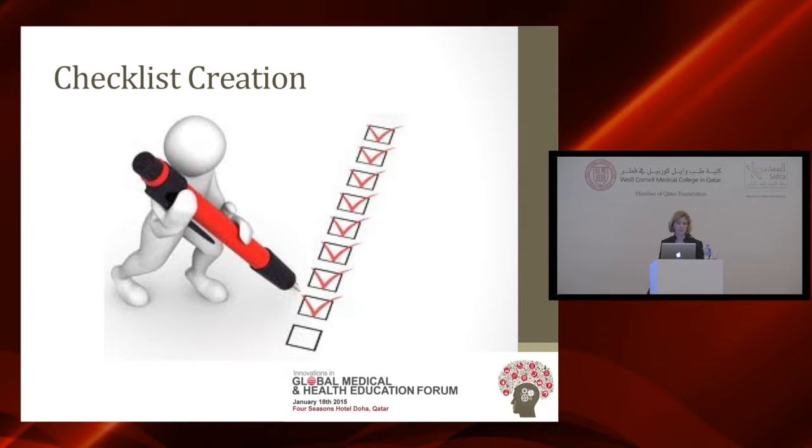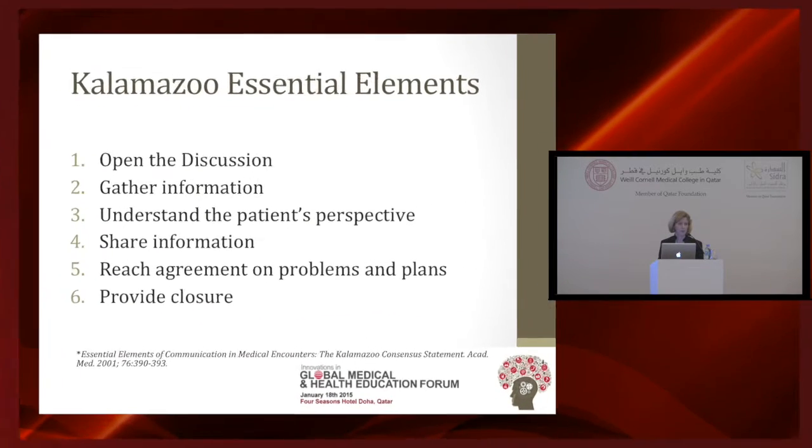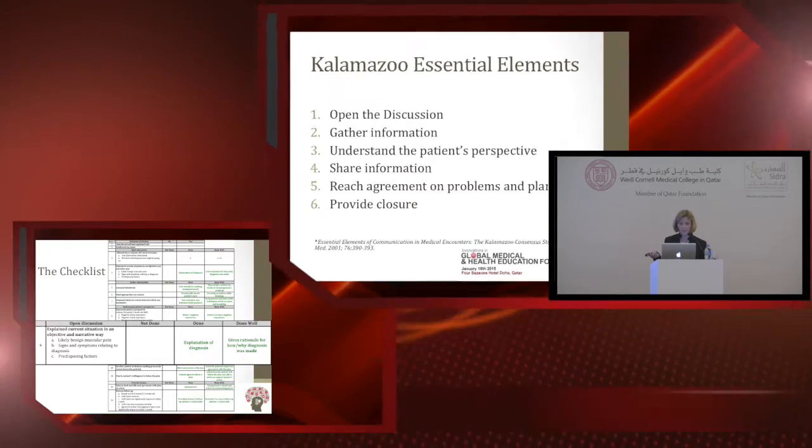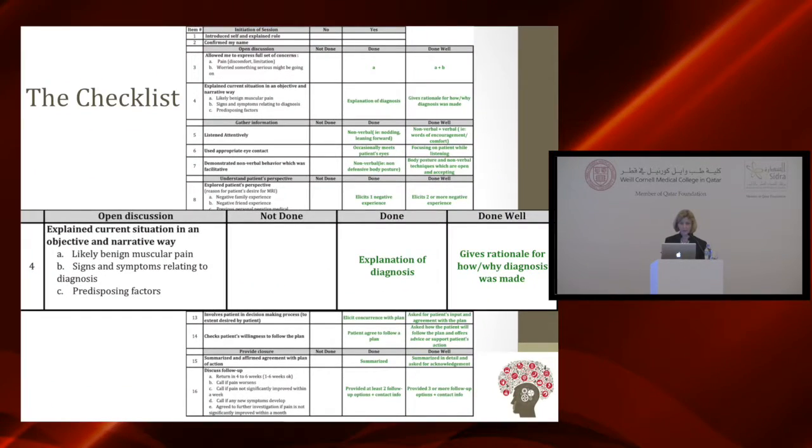creation, we looked at a lot of resources, and we decided to go with recommendations from the Kalamazoo consensus statement, because we found that the clarity of this document fit with our need to compress everything to a very easily understandable checklist. So the Kalamazoo essential elements include opening the discussion, gathering information, understanding the patient's perspective, sharing information with the patient, and then reaching an agreement on whatever problems have been discussed and the plan for these problems, and then providing closure. So based on these core elements, we created a standardized checklist.